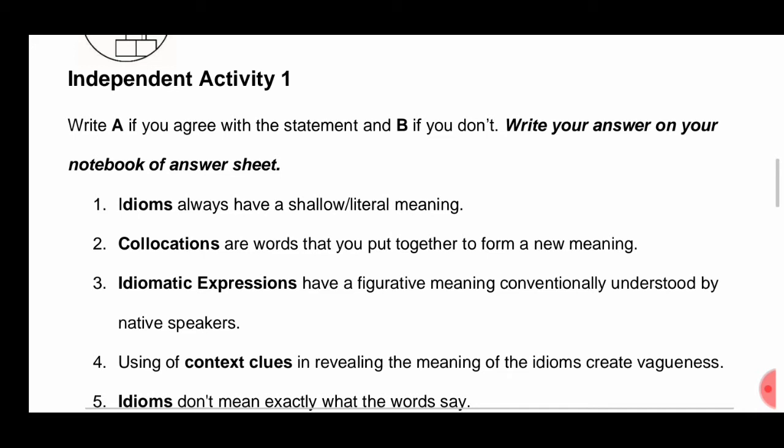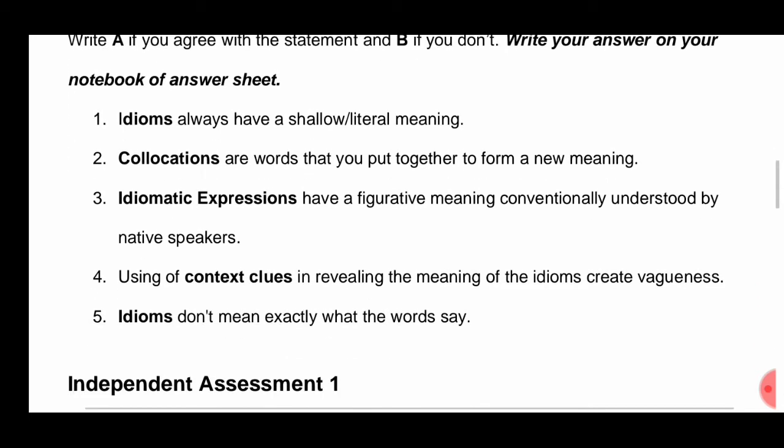Okay, second. Collocations are words that you put together to form a new meaning. Okay, the answer is letter A, agree. Idiomatic expressions have a figurative meaning conventionally understood by native speakers. This is agree, okay, it has a figurative meaning.